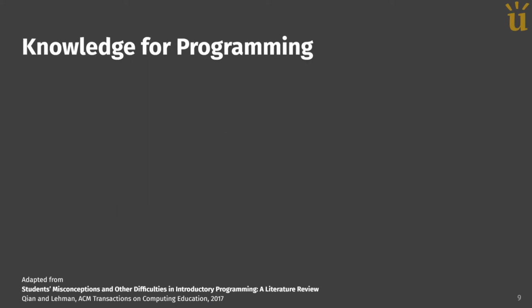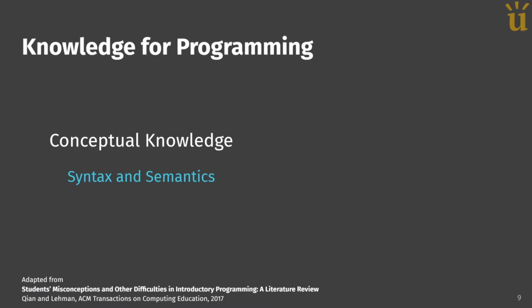Many research papers try to describe what is the knowledge that is required for programming, and there are many different opinions on this. We took our own from a standard literature review by Kian and Lehman, and we refined it to divide the knowledge required for programming into two main categories. The first one is conceptual knowledge. That is, you need to acquire the syntax and the semantics of a programming language in order to be able to program a solution.